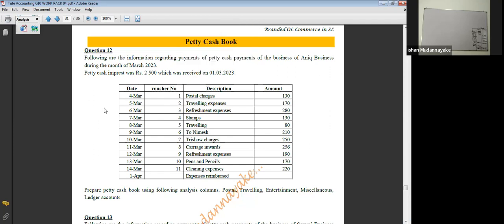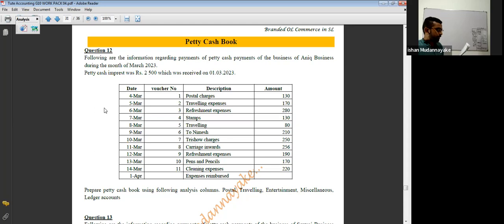Now we'll discuss this petty cash book question. Look at the question here. Following is the information regarding the petty cash payments of Anik's business during the month of March 2023. Anik, one of the students, is in my Nugegoda class, a Wesley College student.